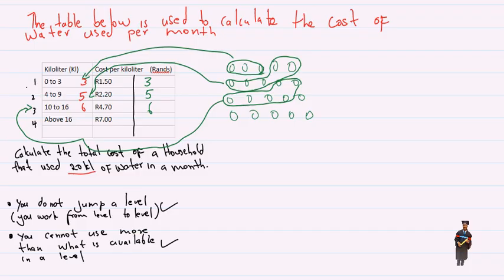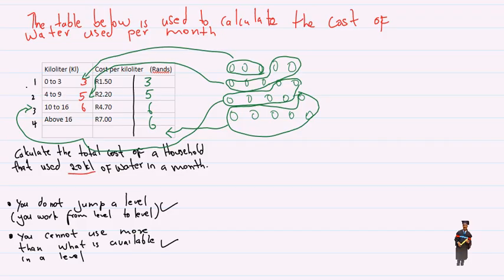So we are left with 6. We are going to use all the remaining kiloliters in level 4, which is 6. Now we have used all of our 20 kiloliters. It means we can now do the calculations. So how do you do the calculations so that you can get the total cost?